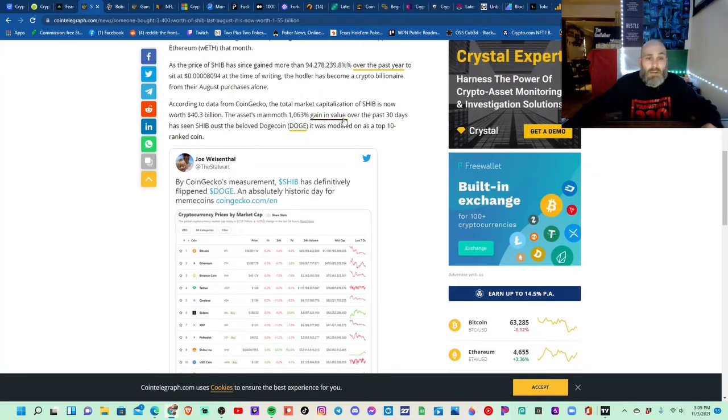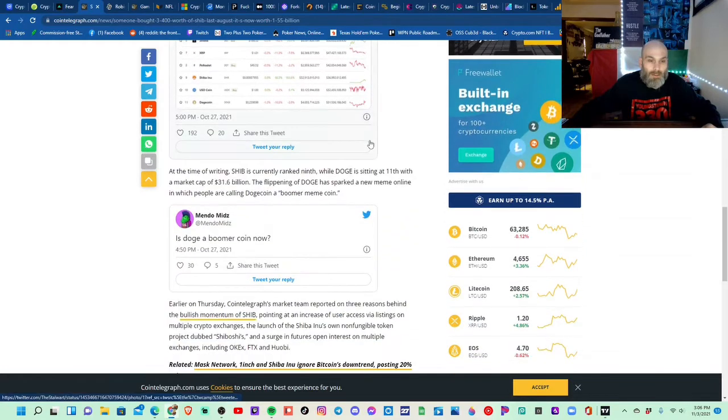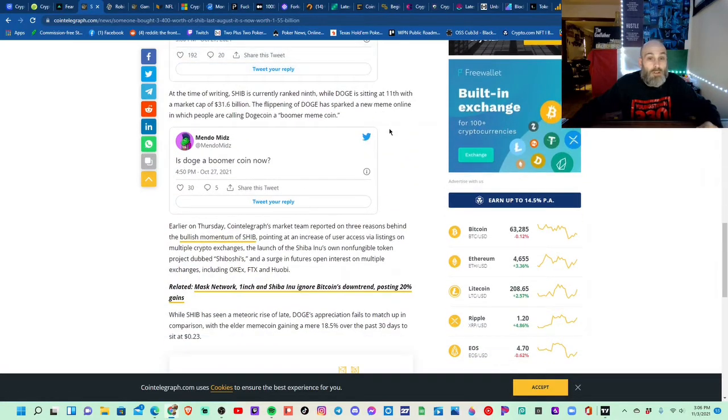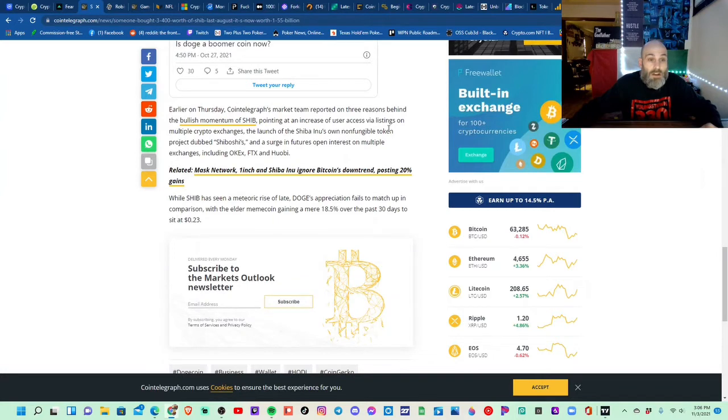The asset's mammoth 1,000% gain in value over the last 30 days has seen SHIB oust the beloved Doge, and it was modeled as a top 10 ranked coin. At the time of writing, SHIB is currently ranked 9th, while Doge is sitting at 11th. Earlier on Thursday, Cointelegraph's market team reported on 3 reasons behind the bullish momentum of SHIB, pointing at an increase in user access via listings on multiple crypto exchanges, the launch of Shiba Inu's own NFT, and a surge in futures open interest on multiple exchanges, including OKEX, FTX, and Huobi.